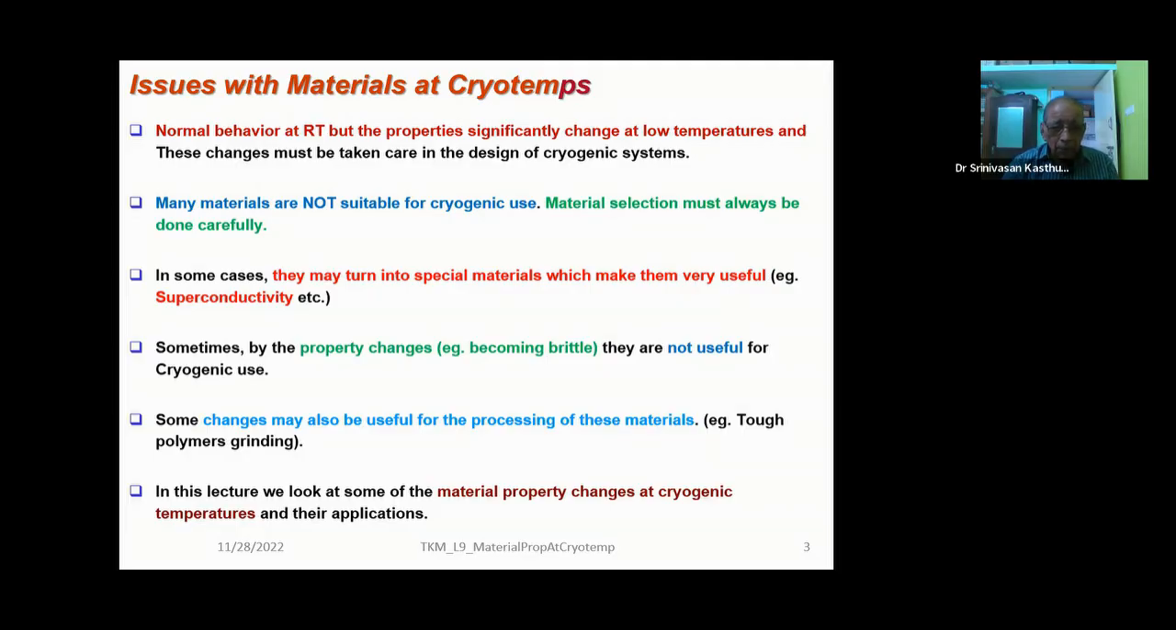But sometimes, the property changes may be such that the material can become brittle. So it is not useful at low temperature. But sometimes even a material becoming brittle is useful to process the material itself. Maybe I want to make a fine powder of the material. Then when the material becomes brittle, it is useful. So low temperature processing can be useful for brittle materials. Some changes may also be useful for processing.